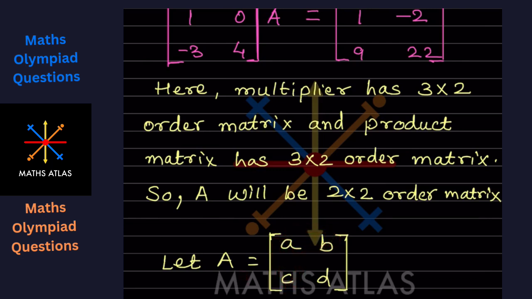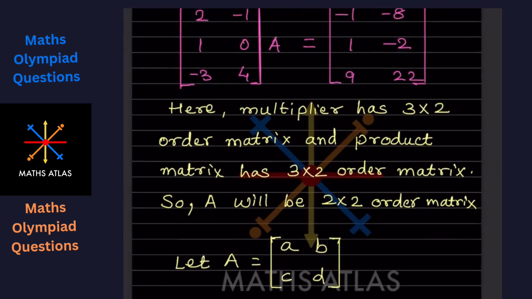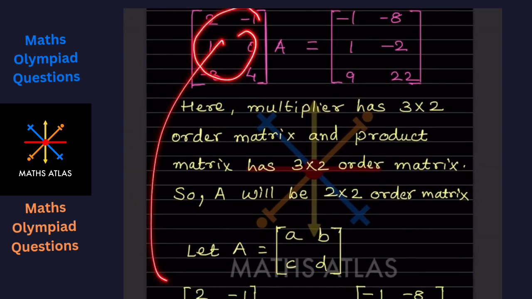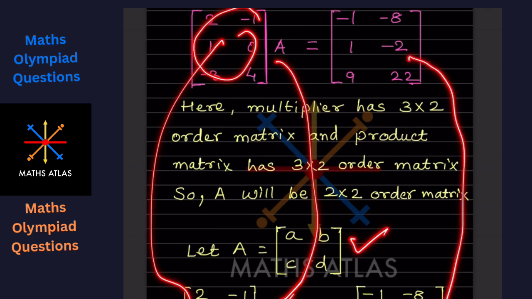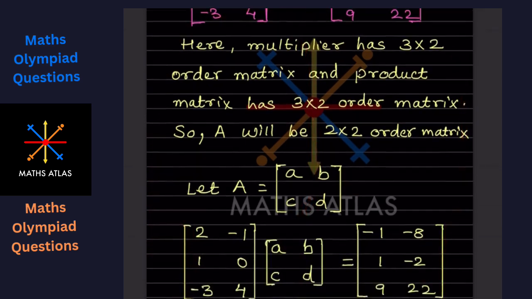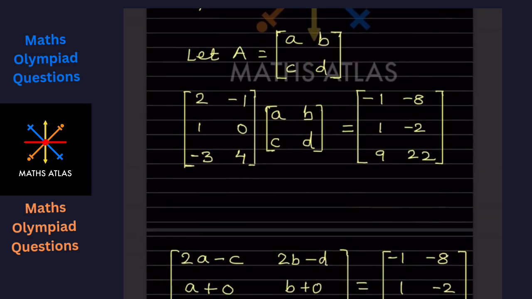So let us consider this as a, b, c, d. You can take anything, x, y, z, w, anything you can take. I just took a, b, c, d. So we have considered this A, this one. Now what are you going to do? This whole thing, you will put it down here. In place of A, you put this one. And again, this whole thing, I brought it down. So now that part is done. Now let us solve it.